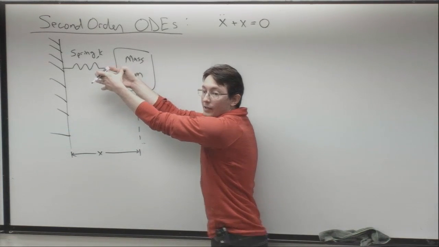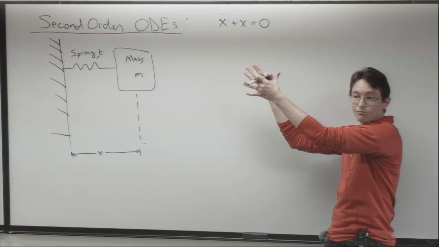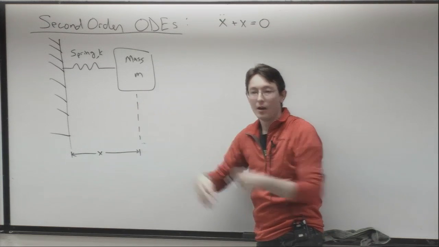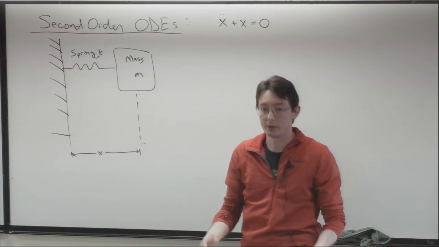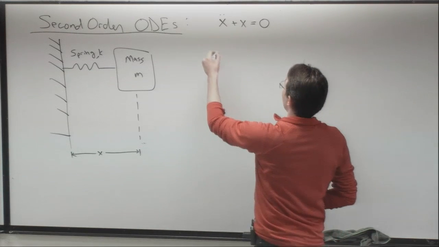So if I take my mass and I pull it some amount x and I let it go, what's going to happen? It's going to oscillate, right? It's going to go back and forth. So this is nice because we have some physical intuition for what the system is going to do. And we can write down the equations really, really easily.